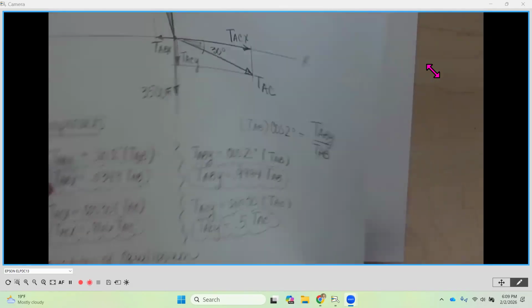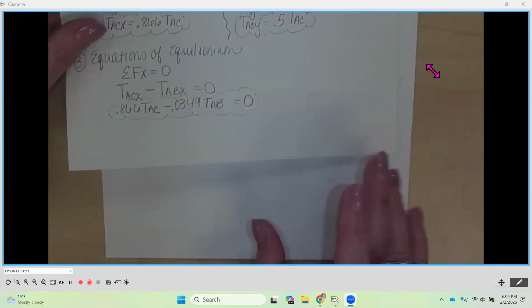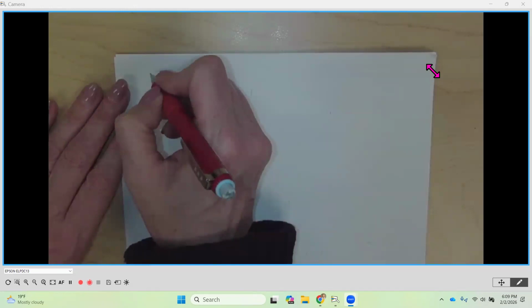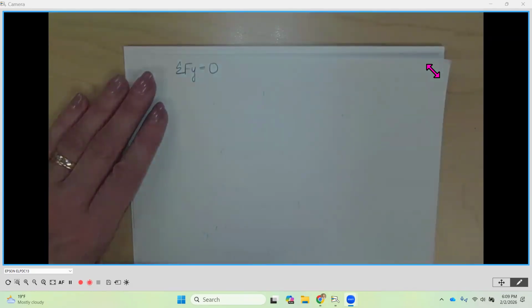Okay. So I'm going to go on my next page. I am not going to try to squeeze this in at the bottom. That's not what I'm going to do, and you're not going to do that either. I'm going to go to the next page, start fresh. You're going to say, oh, this is still part of my step number 3, equations of equilibrium. But this time, I'm going to sum my forces in the y equal to 0.